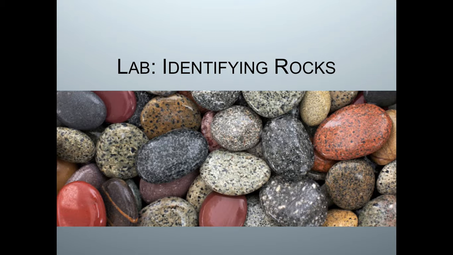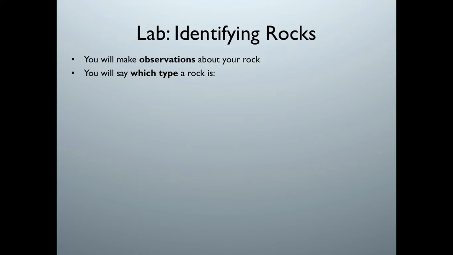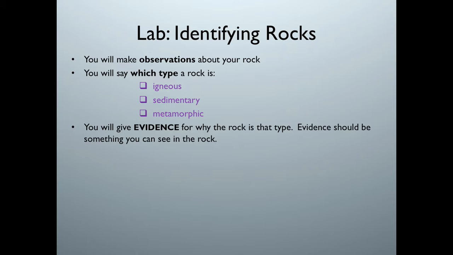Okay, so this is meant to be an introduction to the lab that we're going to be doing this week. This lab is about identifying rocks. Some things that you'll have to be able to do in the lab: you'll have to make observations of your rock. You'll have to be able to say which type of rock your rock is, igneous, sedimentary, or metamorphic. You'll have to give evidence for why you chose that type. The evidence has to be something you can see in the rock, an observation. And then finally, you should be able to use your observations to make inferences about the rock's history.